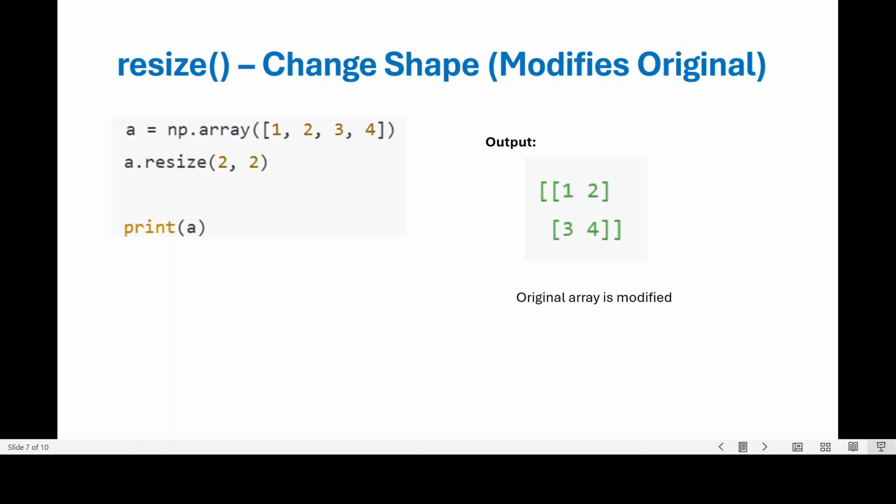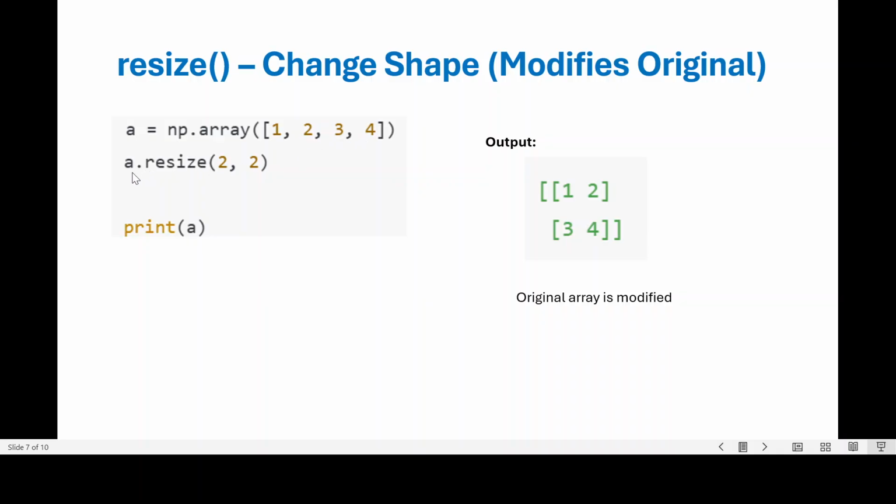Next, we are going to see resize. The resize function returns a new shaped array. Resize directly modifies the original array. Let us understand this by using the following example. Here I am creating a single-dimensional array by using the function np.array, and I have stored this in a variable a. This array contains 4 elements.